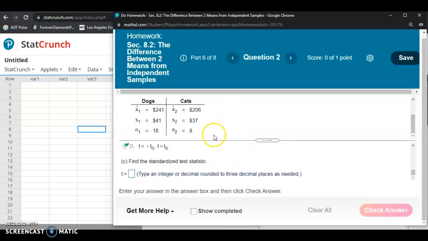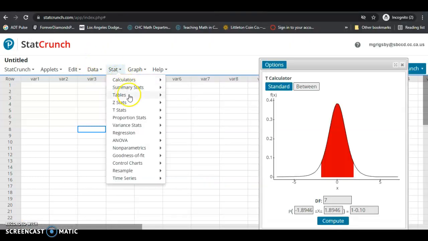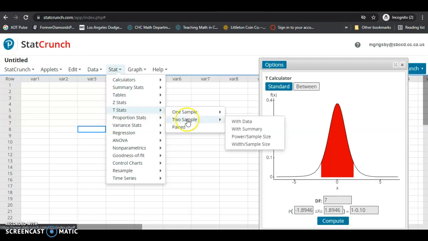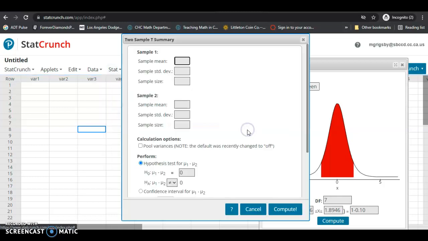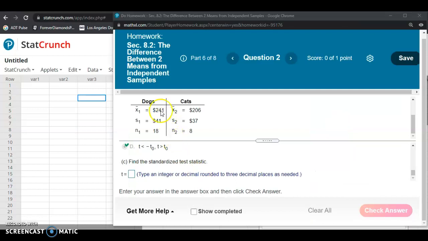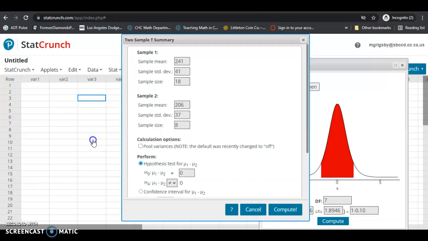Now we want to find the test statistic. In order to get the test statistic, we're going to go to the Stat menu. Once again, go to T Stats, and because we have two samples, we're going to select Two Sample. Because we have a summary of the two samples, we're going to select With Summary, and then enter the sample mean, the sample standard deviation, and the sample size for both samples. I'll go ahead and do that off camera. Remember, this is the mean, standard deviation, and then sample size for each sample. And I've entered that information into StatCrunch accordingly.